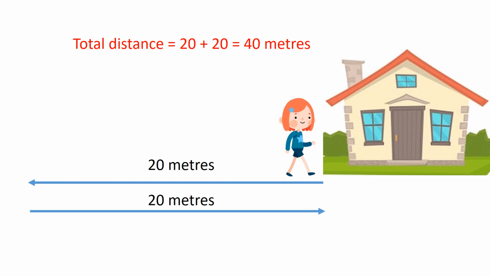Now, she is returning back to her house. So, what is the total distance now? 20 meters in the west direction and 20 meters in the east direction. So, total is 20 plus 20, 40 meters. That's the distance.